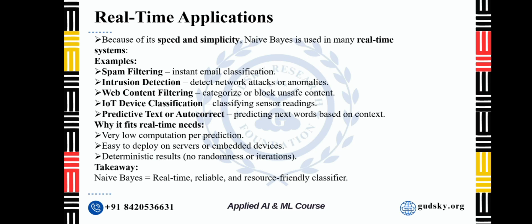If we go for real-time applications, we have already seen many applications in text and healthcare, but naive Bayes is also used in real-world systems. Examples include spam email filtering, instant classification as emails arrive, spam or not spam; news feed filtering, real-time categorization of articles; recommendation systems, probabilistic inference for content suggestions; and fraud detection, checking transactions for issues like fraud.